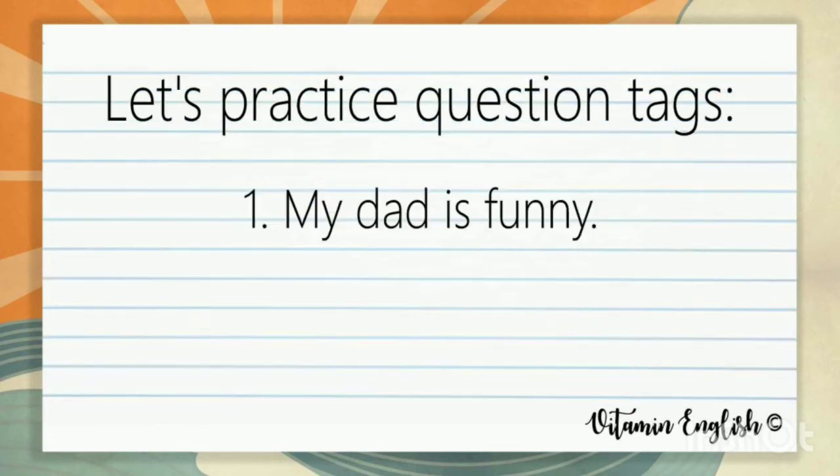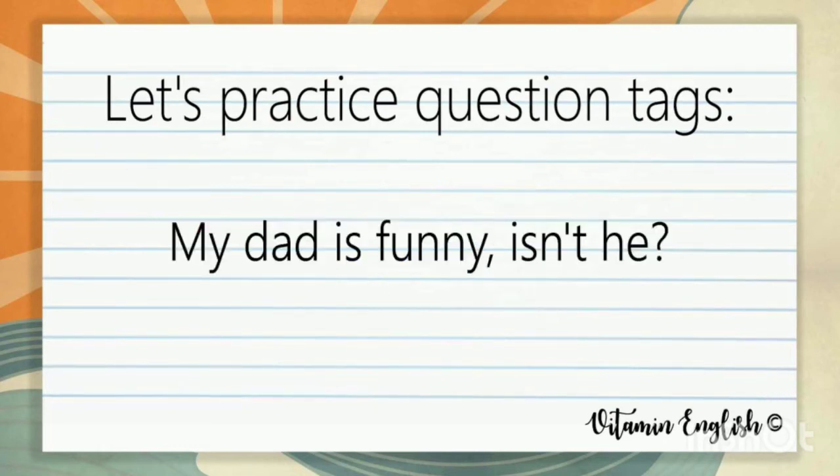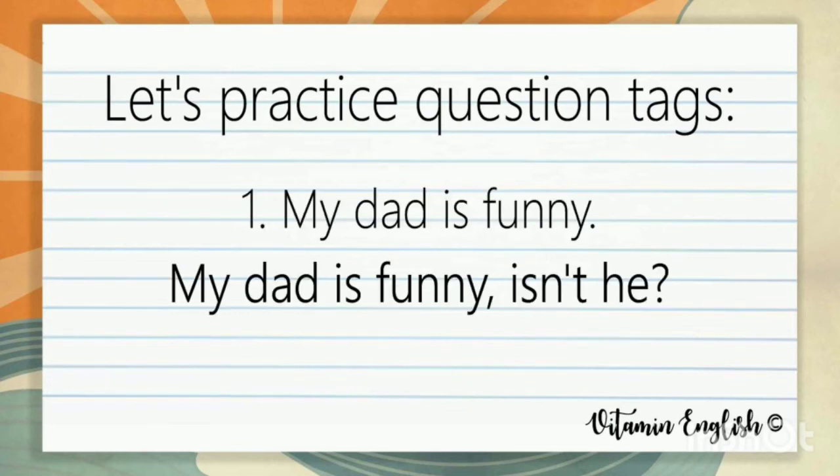Starting at number 1. My dad is funny. The first rule is to look for the subject. Do you see it? It's he, because it comes from my dad. The second rule is to look for the verb, which is. Thirdly, we make positives negative and vice versa. So is becomes isn't. Fourth, let's swap the subject and the verb, so it becomes isn't he. Finally, we do the punctuation and bring it all together. My dad is funny, isn't he? And that's it. Not too difficult, is it?